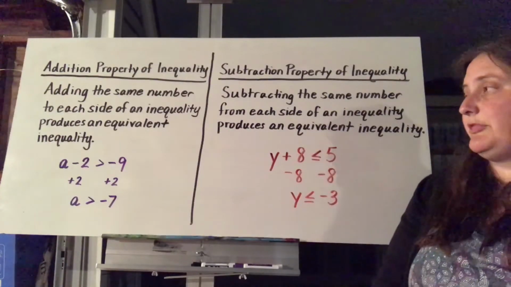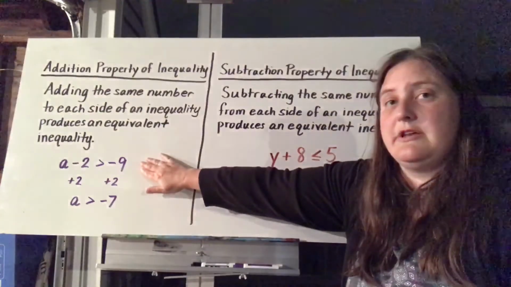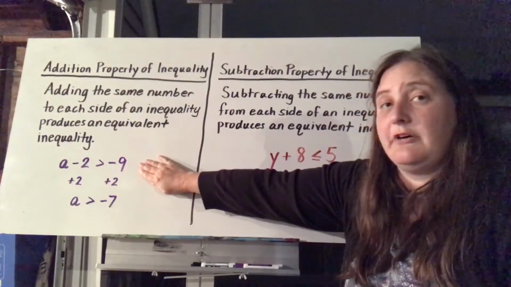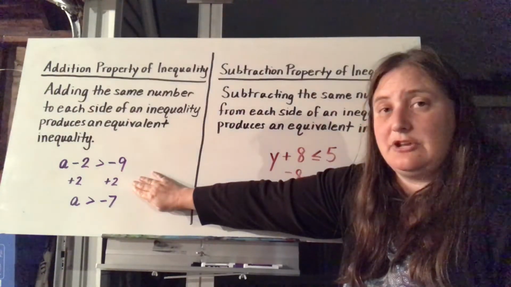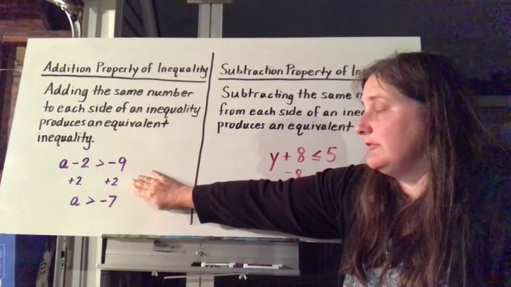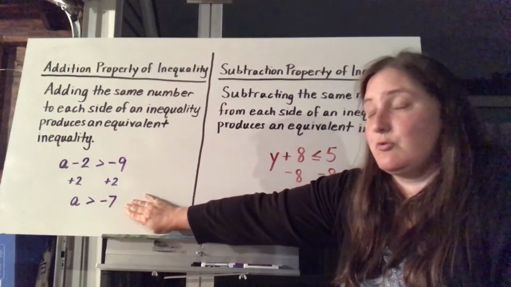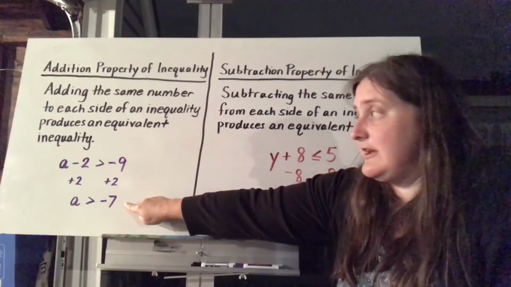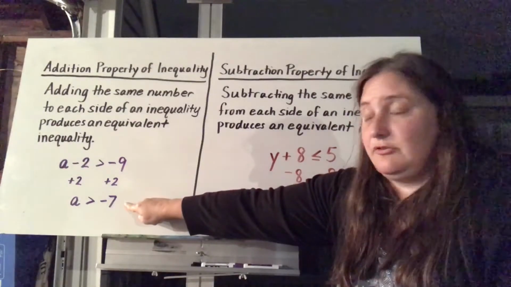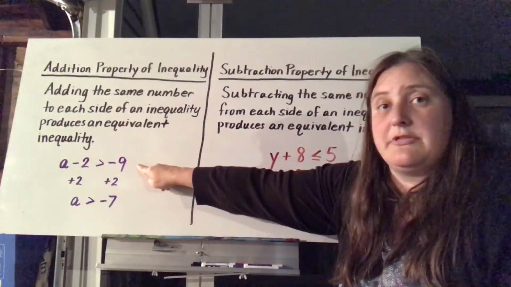So here we started with a minus 2 is greater than negative 9. In order to solve for a, we can add 2 to each side. Adding the same number to each side keeps our inequality equivalent, and we get a has to be greater than negative 7. The solutions for a is greater than negative 7 are the same solutions we would get for a minus 2 is greater than negative 9.